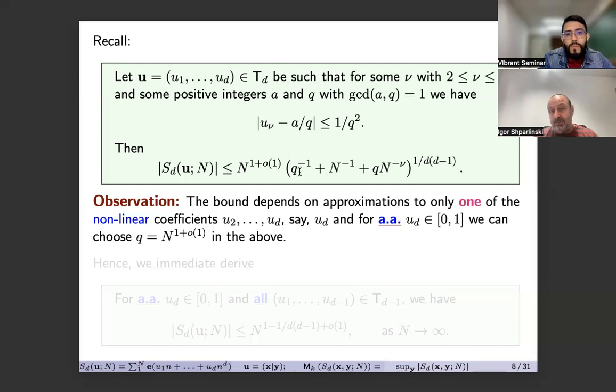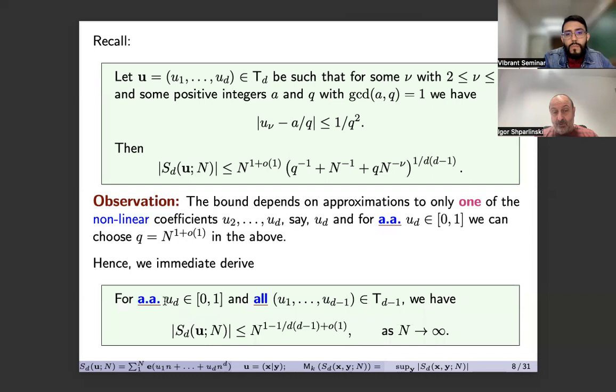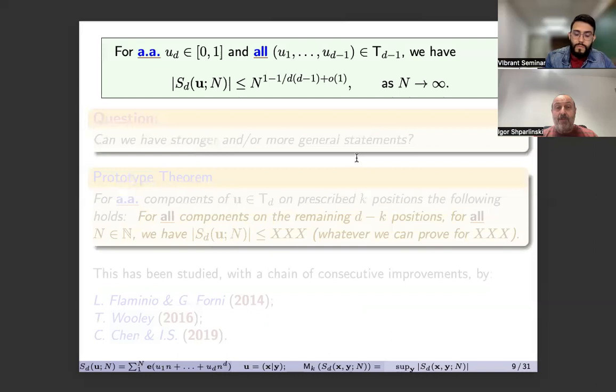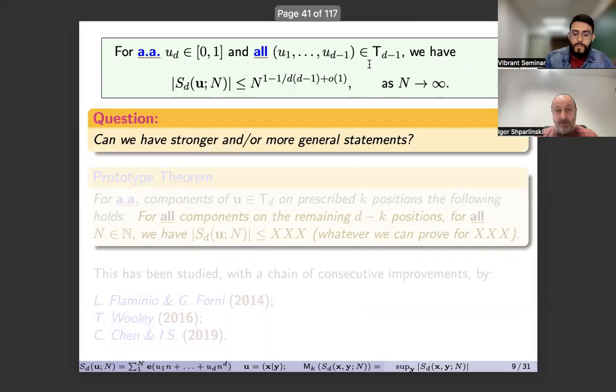And we have the following result. For almost all ud, and all other coefficients, we have this bound. So that is what you get if you substitute q, which is about n, into this estimate. The point here is that we only need some restrictions on ud, and we can take the maximum over all u1 through ud minus 1. Again, I repeat the previous statements here, and this motivates my next question. This method was very naive, but can we do something better and get stronger statements?